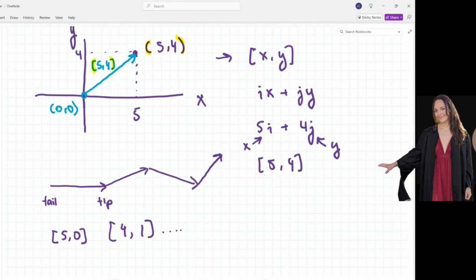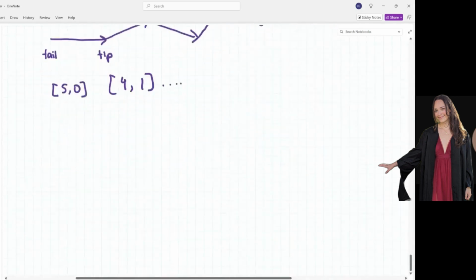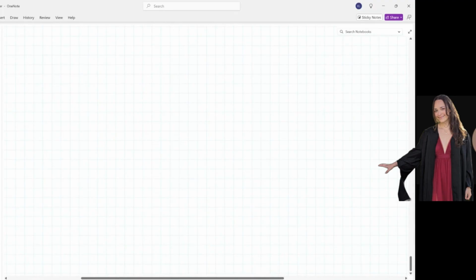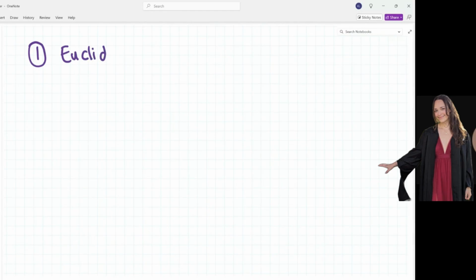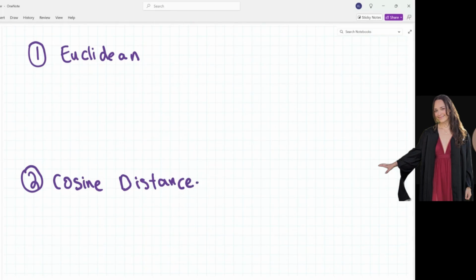So now that you know a little bit about Cartesian vectors, I told you that they represent both direction and magnitude. I want to discuss a few different ways we can calculate the distance or the magnitude of these vectors. There are multiple ways, but the two main ways that most people will do this are either with Euclidean distance or with cosine distance. And cosine distance is also known as cosine similarity.